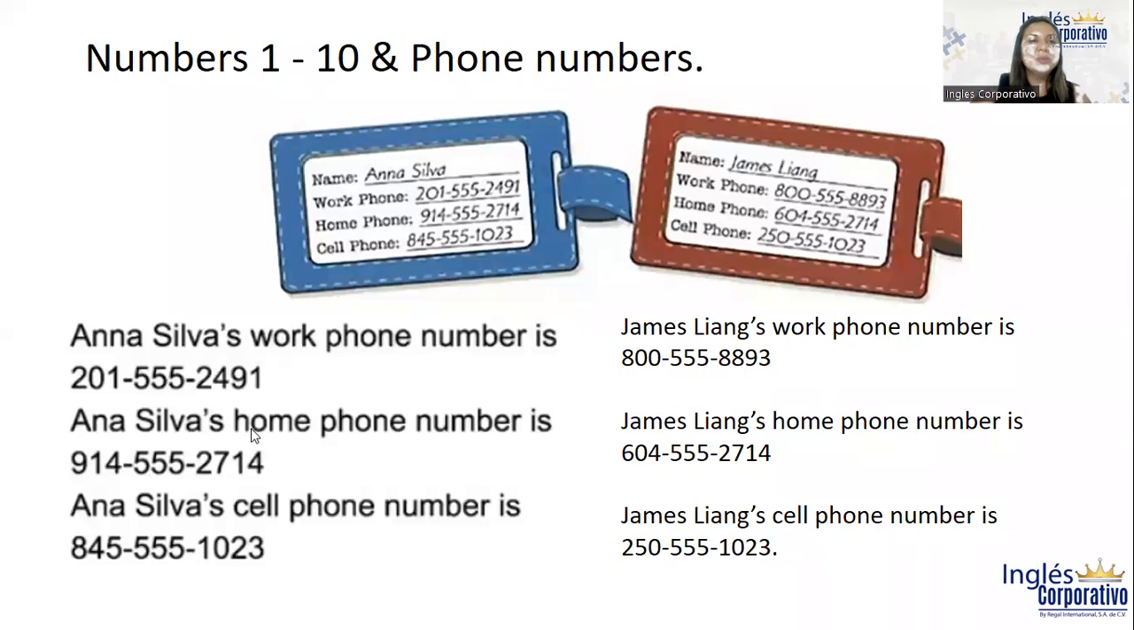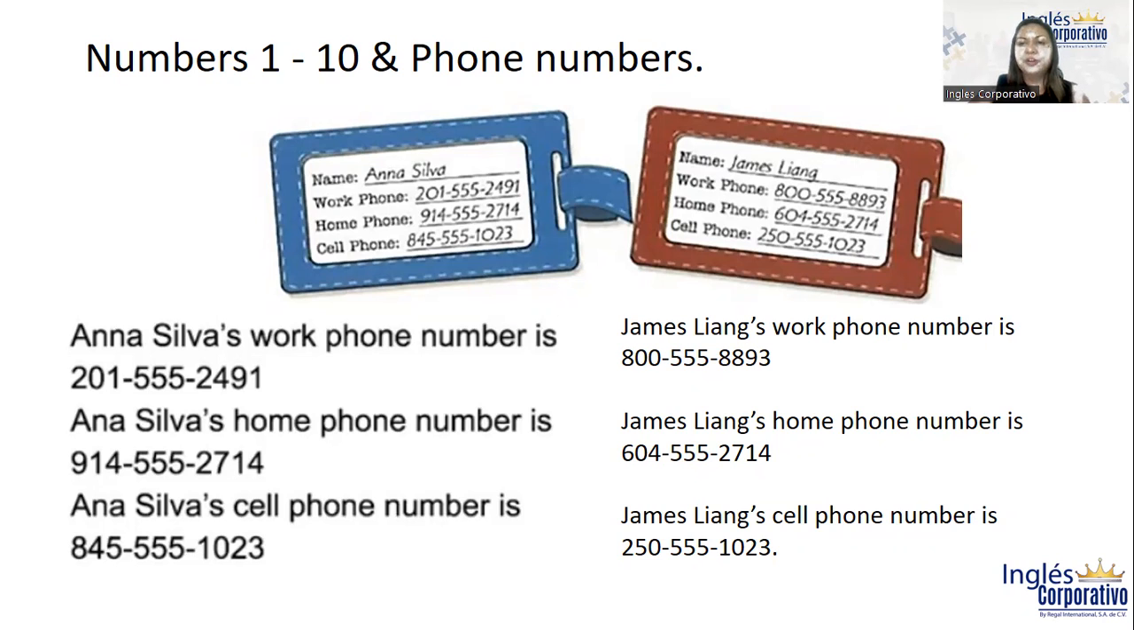Y en este caso se utiliza para indicar posesión. Por ejemplo, Ana Silva's work phone number. Entonces es, que dice aquí, el número de teléfono de trabajo de Ana Silva. Siempre le vamos a poner el apóstrofe y la S, el dueño de las cosas, a quien posee las cosas. Por ejemplo, en vez de Ana Silva, podríamos poner the teacher's phone number is. No sé si me comprendieron eso. Yo creo que sí. Yes. Okay. Yes, yes. Good.